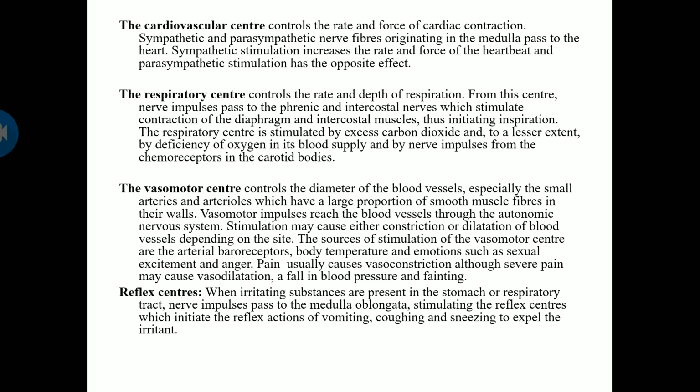Next is the vasomotor center which controls the diameter of the blood vessels, especially the small arteries and arterioles which have a large proportion of smooth muscle fibers in their walls. Vasomotor impulses reach the blood vessels through the autonomic nervous system. Stimulation may cause either constriction or dilation of the blood vessels depending on the site. The sources of stimulation of the vasomotor center are arterial baroreceptors, body temperature, and emotions such as sexual excitement and anger. Pain usually causes vasoconstriction, but sometimes severe pain will cause vasodilation, which will lead to a fall in blood pressure and fainting.